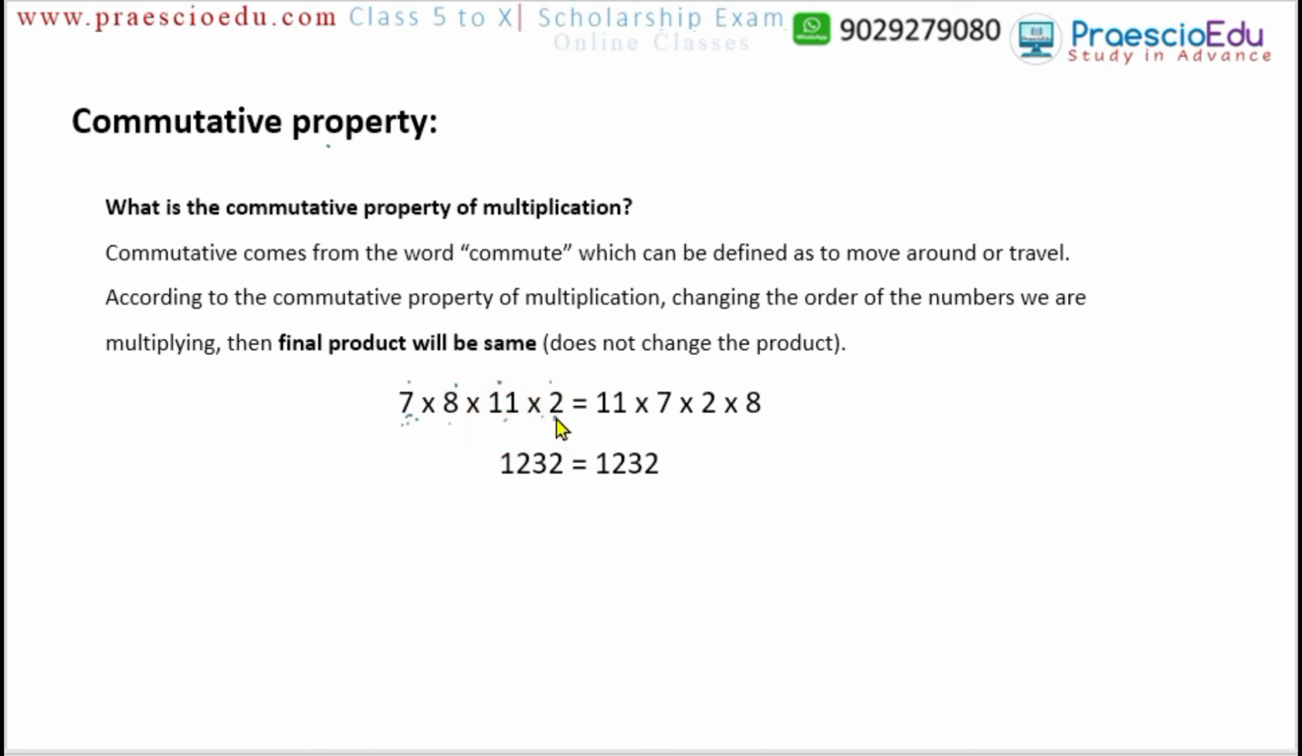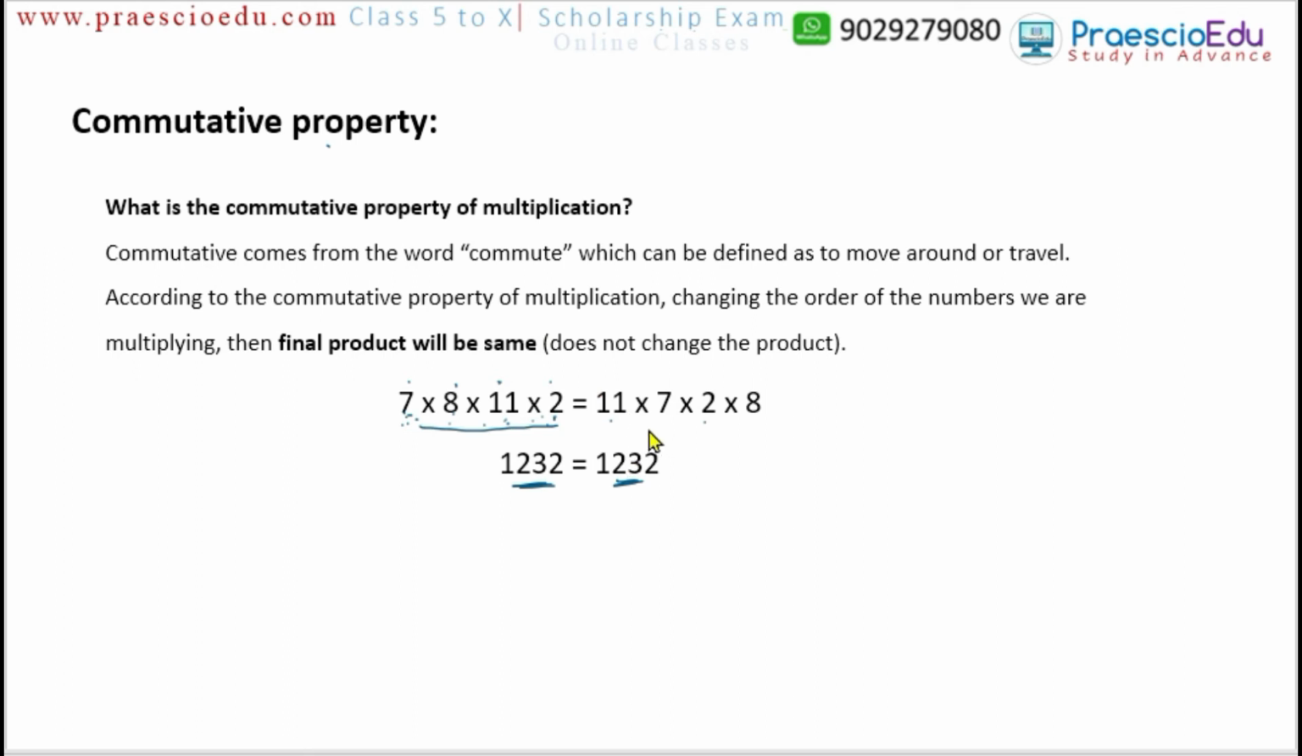or 11 multiplied by 2, that product multiplied with 8 and then 7, in any sequence. We are changing the sequence of this complete multiplication, and the product is still the same. After changing the sequence, the final product will be the same.